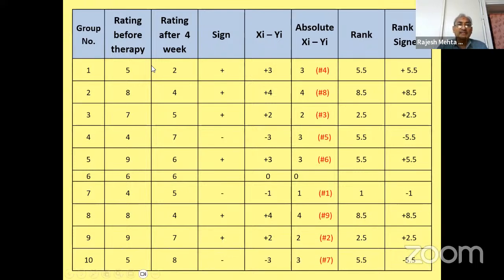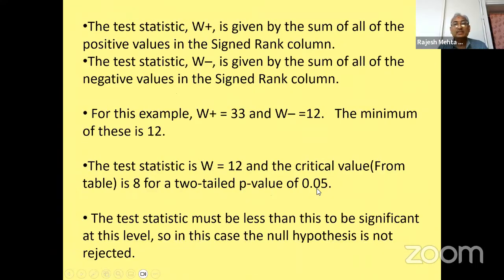So 5 minus 2 is a plus, 8 minus 4 is a plus, but 4 minus 7 is a minus 3. So the sign is written over here. Then the actual values are written over here, without sign. Sign 3, 4, 2, the absolute value is written over here. Now remember that here the absolute values are given ranks 1, 2, 3, 4, like this. The rank is given over here.